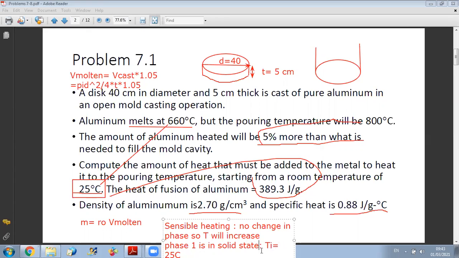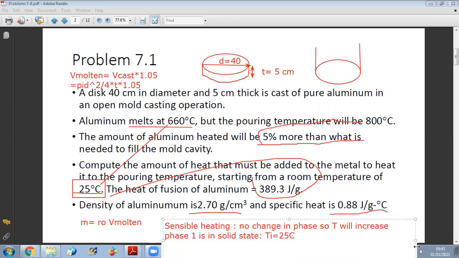So when I supply heat to my system, it will be a sensible heat phase, because my temperature should increase from Ti to what? So T will increase to the final temperature of phase one, which is T melting, which corresponds to the melting temperature of aluminum. Here it is equal to 660 degrees.